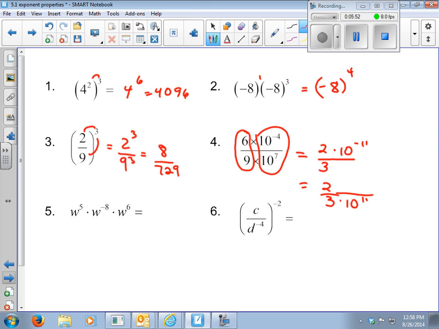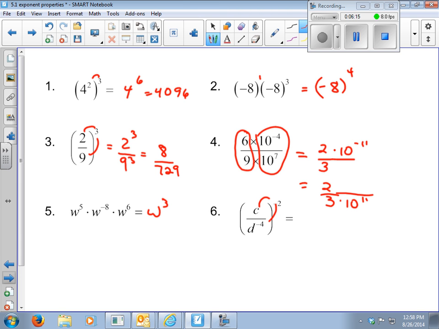Number 5 puts several powers together. Product property says add them together. W to the 5th, W to the negative 8, and W to the 6th. You're just going to add these. 5 plus negative 8, there's negative 3. Negative 3 plus 6 is 3.